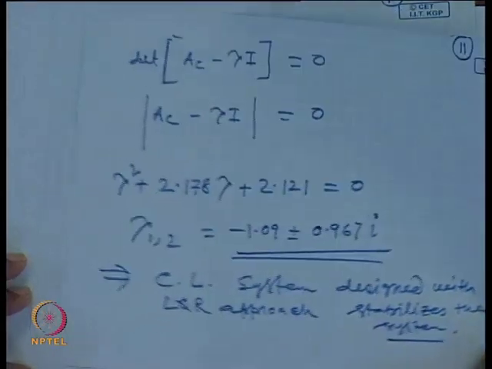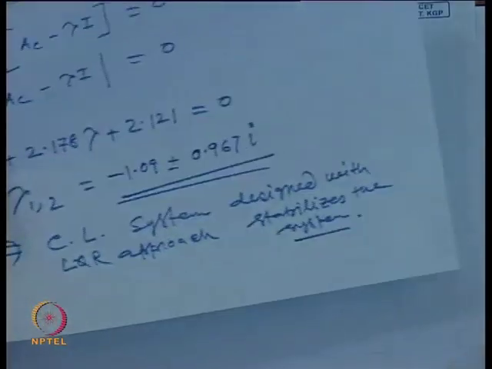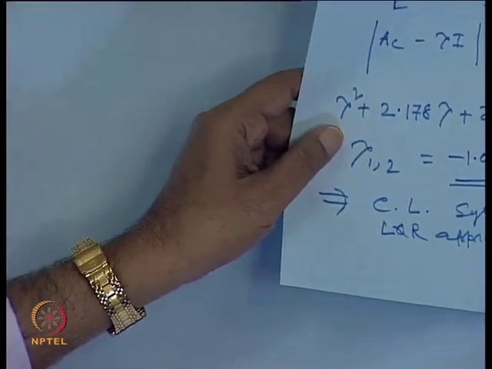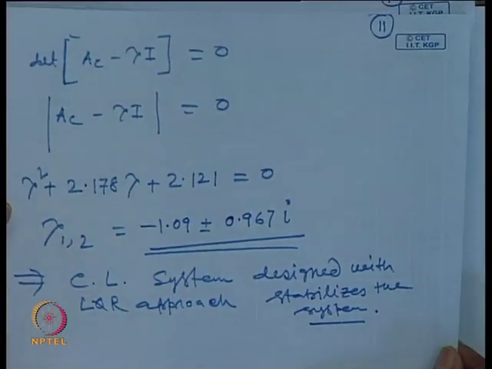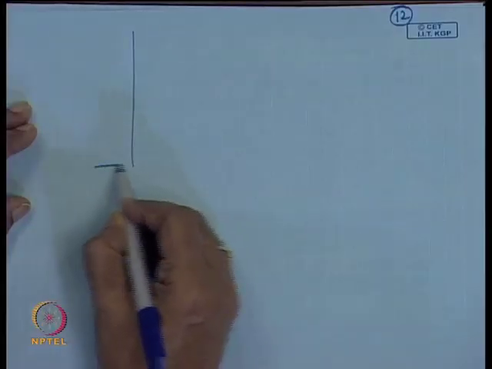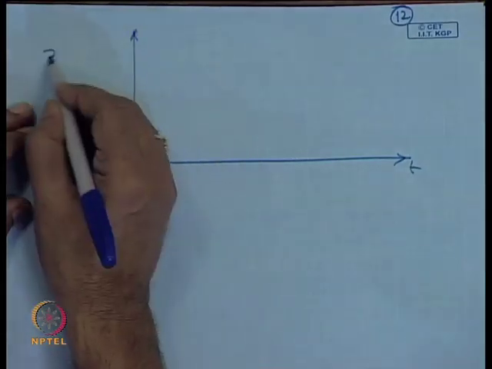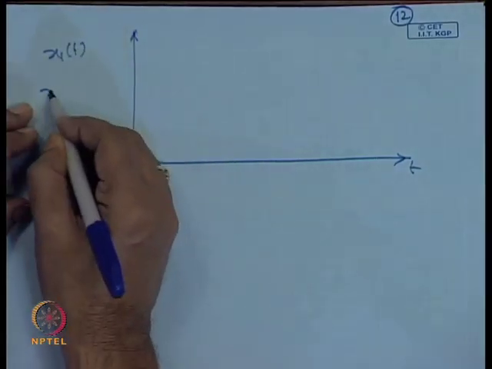Now, the third part of the problem is to find the system response with the application of the optimal control law, which is designed based on the LQR. So, you are asked to simulate the system, get the response, t versus x 1 of t, then x 2 of t.